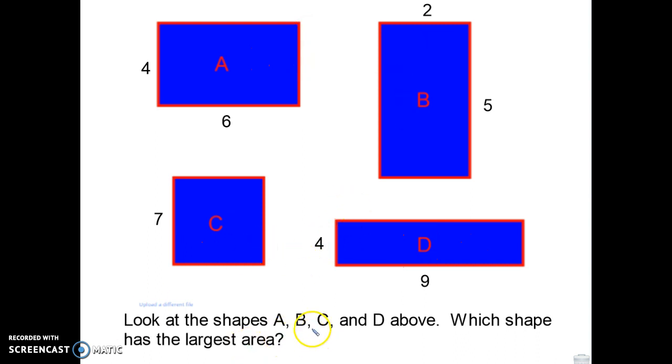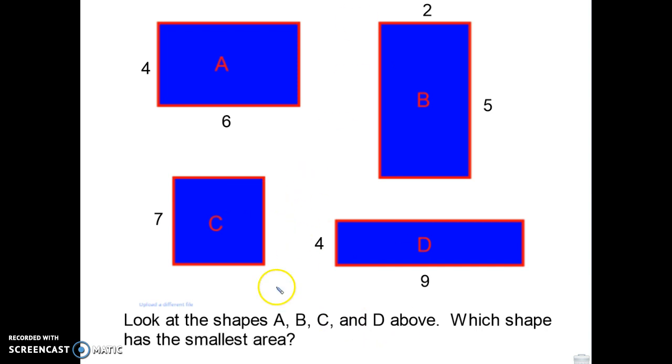Okay, look at the shapes A, B, C, and D above. Which shape has the largest area? Okay, 4 times 6 is 24. 2 times 5 is 10. 4 times 9 is 36. And 7 times 7 is 49. So it would be shape C is the largest.